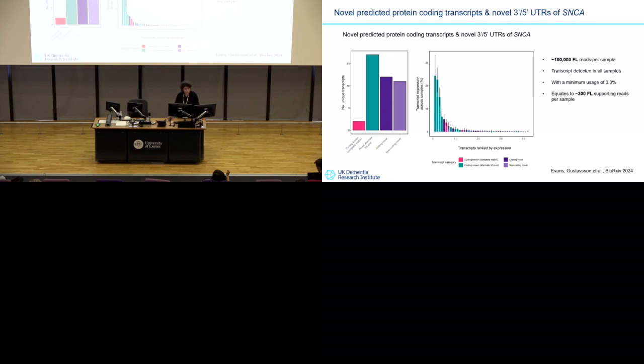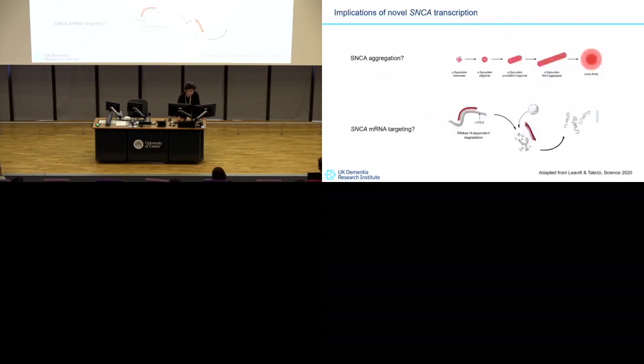We were actually very conservative. So we have approximately 100,000 full-length reads per sample. We needed a transcript to be detected in all samples to call it, with a minimum usage of 0.3%. So we have a huge amount of support for each of these transcript structures, equivalent to around 300 full-length reads on average per sample. And there were over 40 samples in this data set.